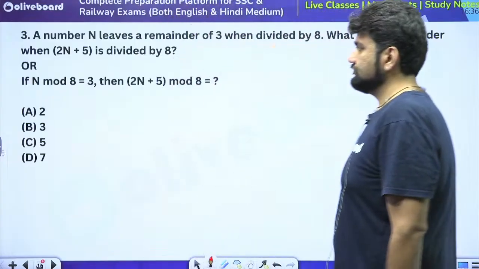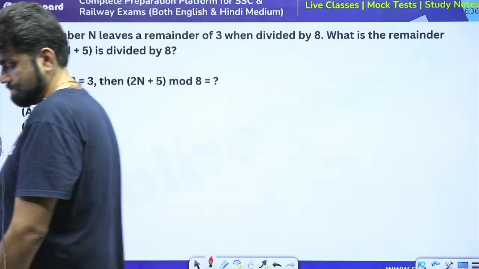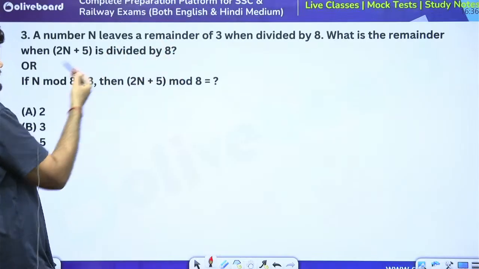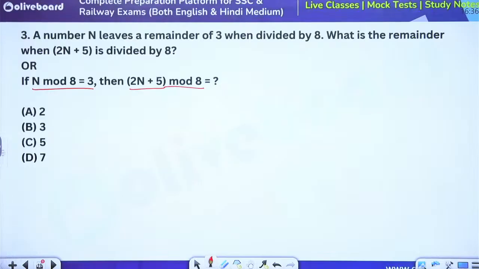Next. This one is an interesting question actually. Now a number n leaves a remainder of 3 when divided by 8. What is the remainder when 2n plus 5 is divided by 8? So what is the meaning of this? This is the statement format, this is the mod format. N mod 8 is equal to 3, then this mod 8 is how much? If n mod 8 equal to 3, what is the probable value of n?